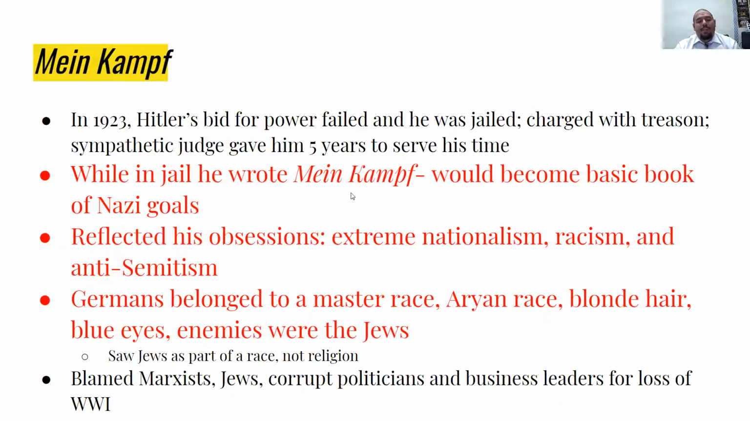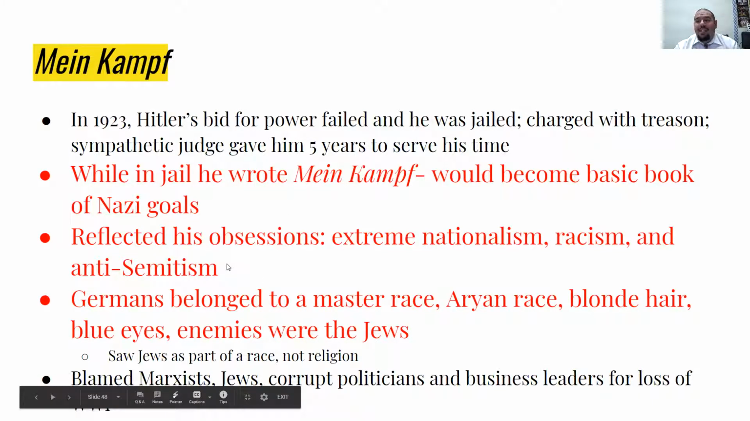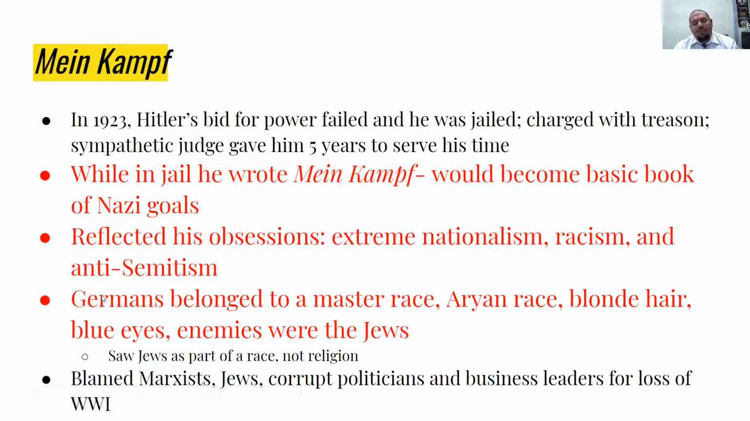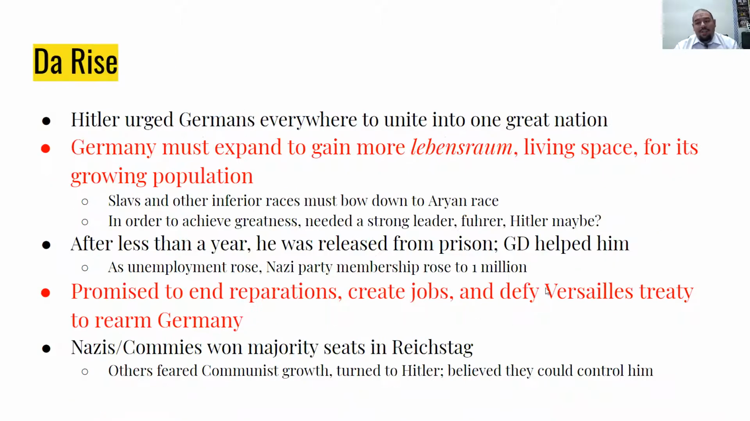And the book reflected his obsessions: extreme nationalism, racism, anti-Semitism, and he believed Germans belong to a master race, the Aryan race, the first race, blonde hair, blue eyes. Enemies are Jews. And he saw Jews as a race and not a religion. In the book, he'll also blame Marxists, Jews, corrupt politicians, and business leaders for the loss of World War I. And it's quick to note that Hitler is Austrian by birth, not German.